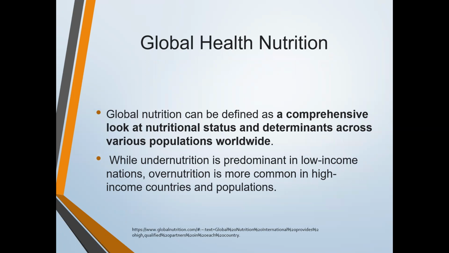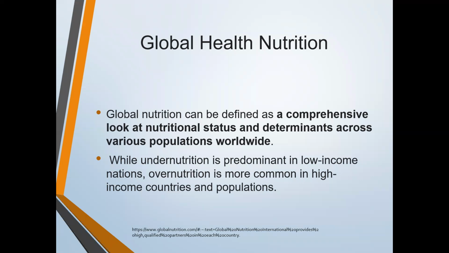There is a need for global health nutrition, and global nutrition is a comprehensive look at the nutritional status and determinants across various populations around the world. While undernutrition is predominant in low-income and developing countries, overnutrition is more common in high-income countries and populations. So the problems related to nutrition vary from population to population. Hence, countries design their nutrition programs and policies according to the needs and the problems prevailing in society.